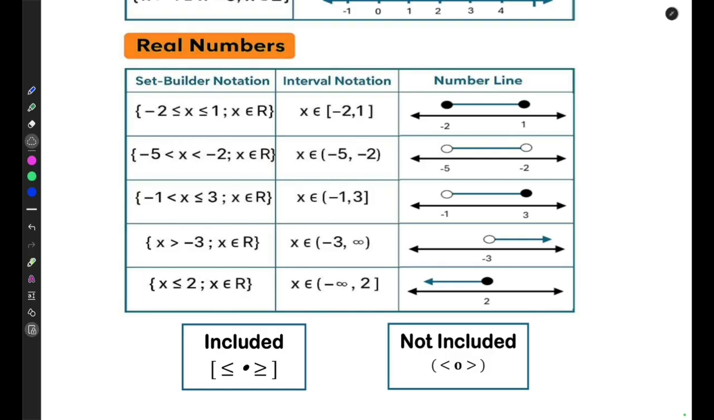Okay, so you can check number 2, which says none of them are included. So I'm making 2 open circles. Number 3, the first one's not included, but the second one is included. That's why it's looking like that.